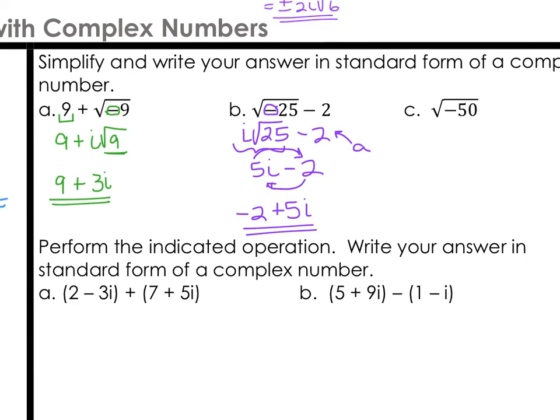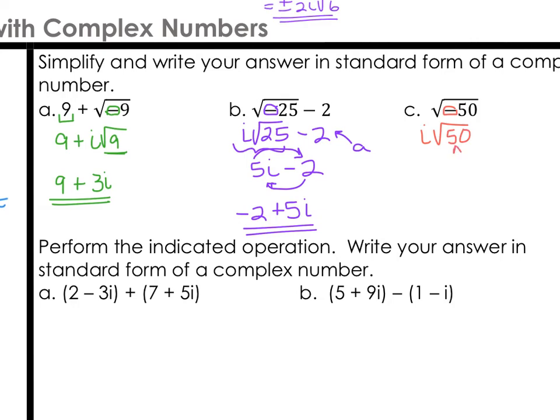Example C, the last example, has us looking at the square root of negative 50. So nothing's being added or subtracted to it. Let's first take care of that negative by putting i out in front. And that makes 50 positive.